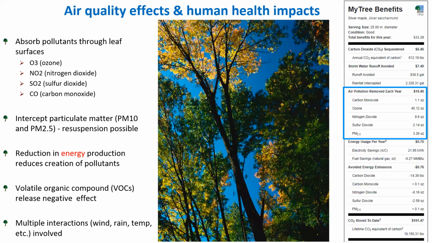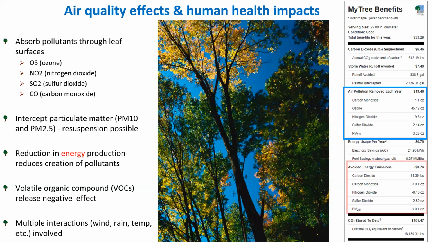So we analyze this using local, city-specific information about your wind, your rain, your temperature, as well as information about your local leaf area, your local forest. And from that, we can determine how much air pollution is removed each year based on that specific tree or that forest that you've analyzed. Now, how do we put a monetary value on that? That's a little more complex.